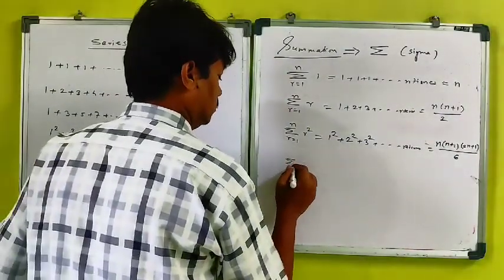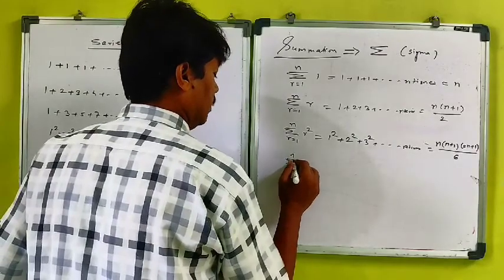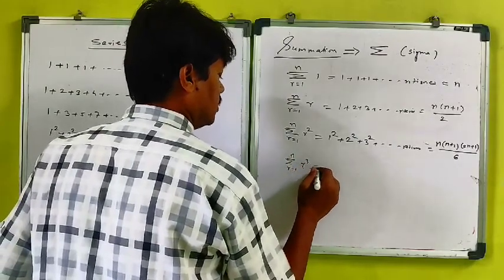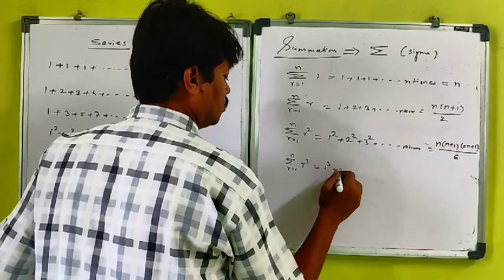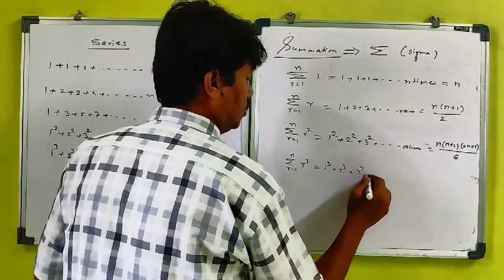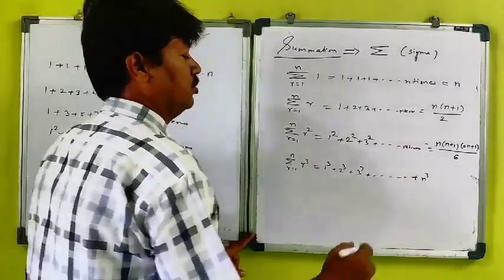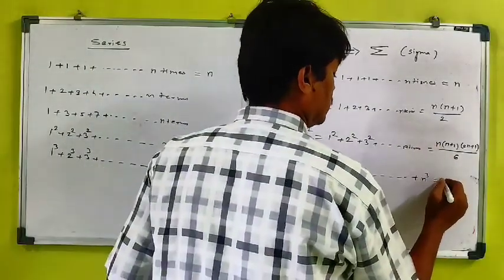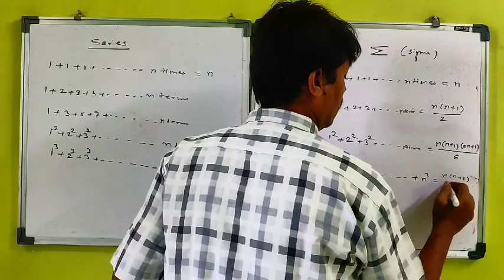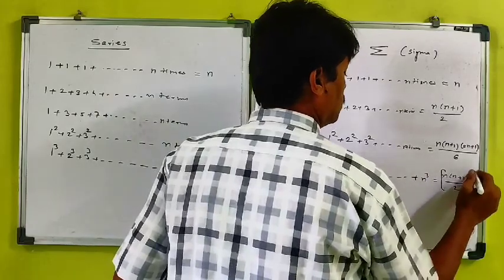Next, sigma r cube, r from 1 to n. It is 1 cube plus 2 cube plus 3 cube, and the last will be n cube. The cubic expression is there. The answer for this is n into n plus 1 upon 2, the whole square.